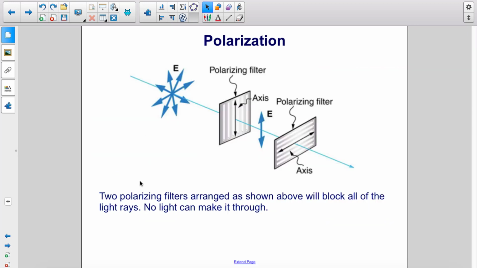Here, we have two polarizing filters arranged that will block all of the light rays. So here we have unpolarized light, then it's polarized into this direction, but then it's passed through another filter that's tilted 90 degrees on its side, so no light is going to make it through.